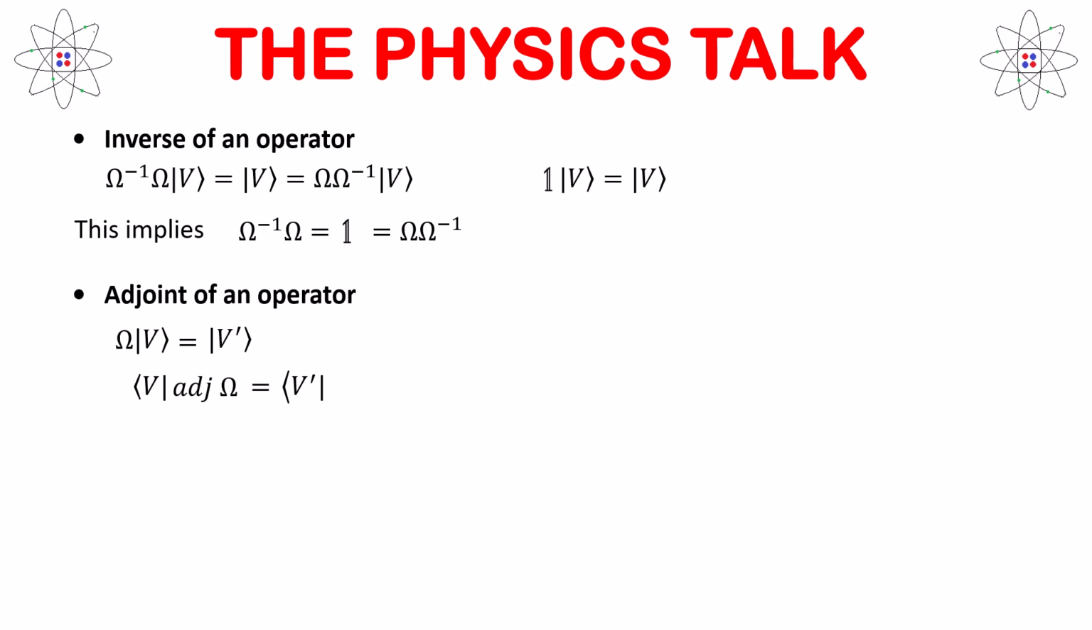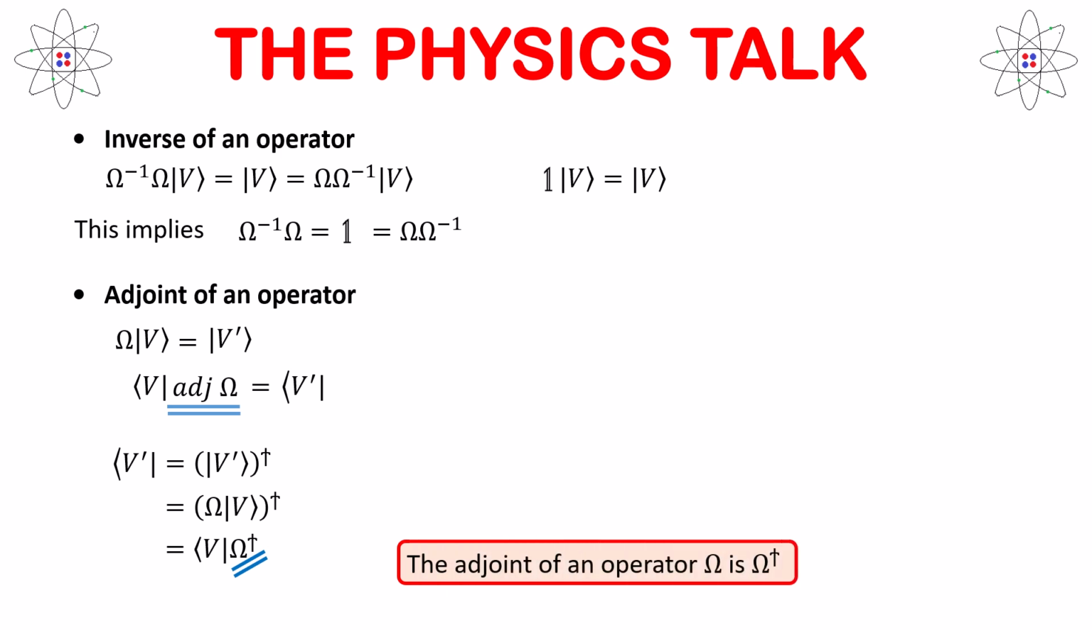We know that bra V prime can be obtained by performing the dagger operation on ket V prime, and ket V prime is obtained by operating omega on ket V. Now, ket V dagger becomes bra V and the operator takes the form omega dagger. Comparing these two relations, we see that the adjoint of an operator omega is omega dagger.